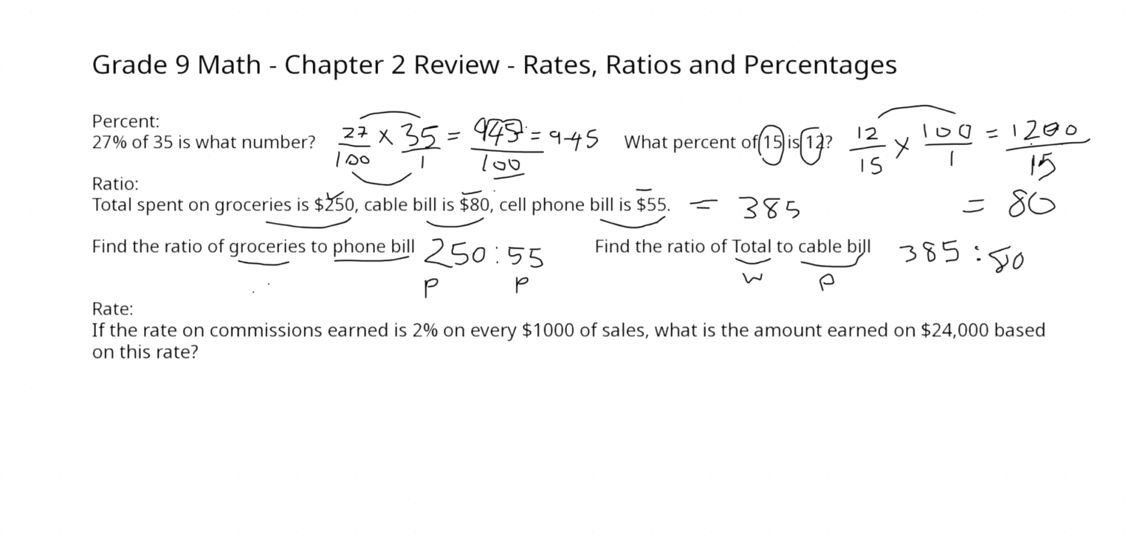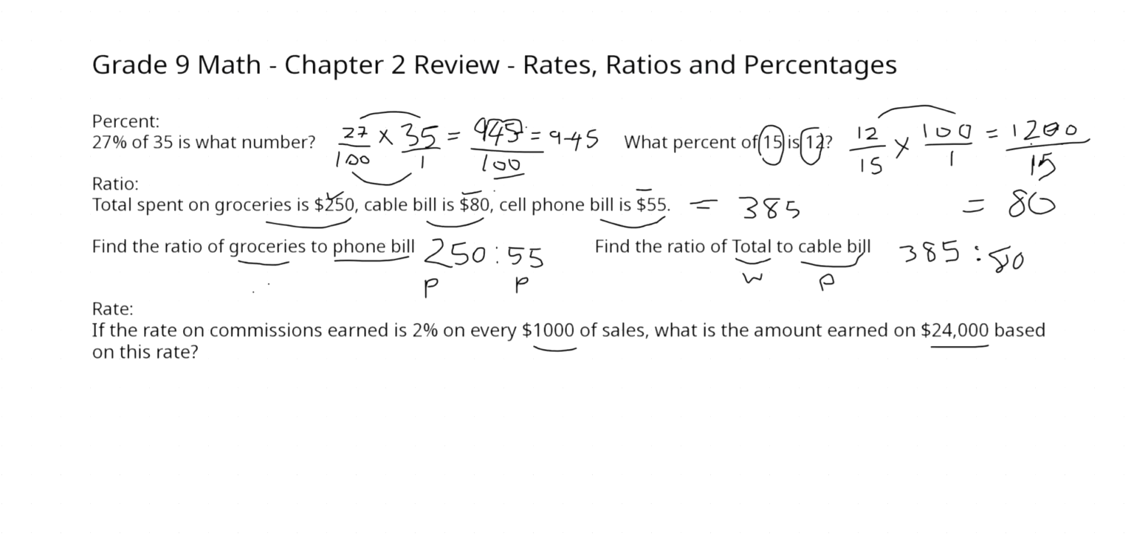We can simply say, how many $1,000 can we find in 24? Or we can start by saying that if 2% is on every $1,000, then we can find what 2% of $1,000 is. We can do it that way.